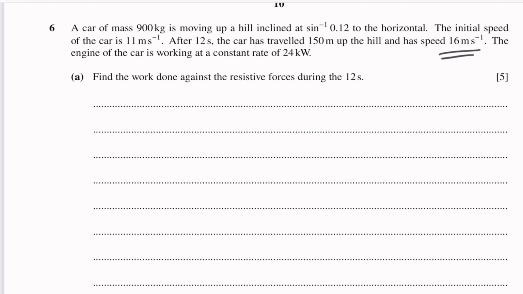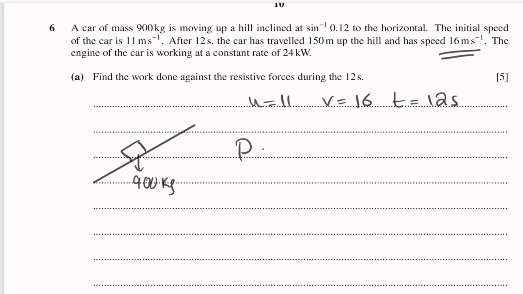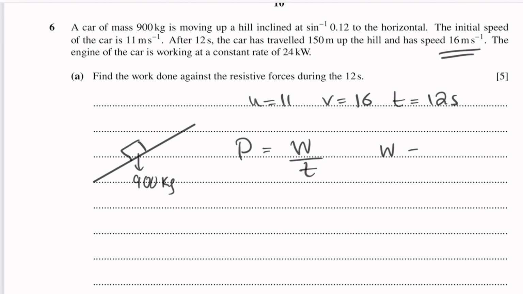Okay, so to find the work done against resistive forces, let's sketch this quickly. We have 900 kilograms over here, so 9,000 newtons. We have initial speed u equals 11, and the final speed of 16 in a time of 12 seconds. And I have power, and I know that power equals the work done by the engine divided by time. So if I want to find the work done by the engine, I can just use power times time. The reason I'm finding the work done by the engine is because I know work done by driving force equals change in kinetic energy plus change in gravitational potential energy plus the work done by resistance. And this is known as the work energy principle.